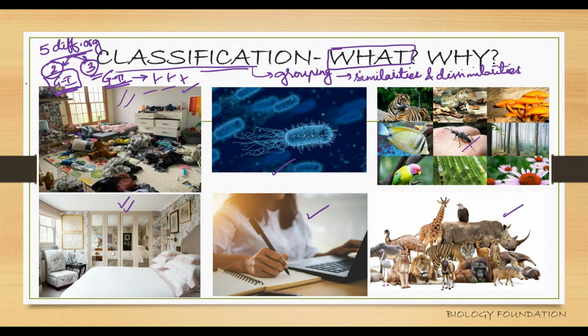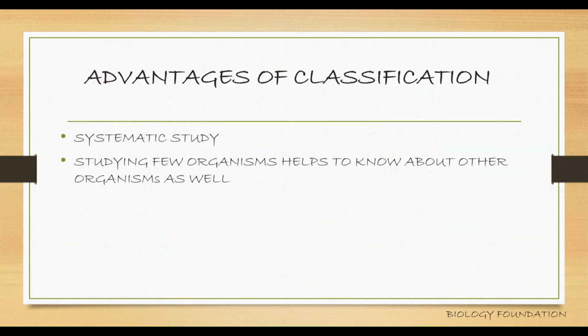It's nothing but grouping of organisms based on their similarities and dissimilarities, right? So what are the advantages of classification? When you classify, then you can systematically study that particular organism, and studying a few organisms helps us to know much better about other organisms as well.